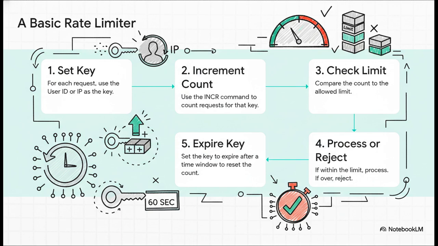Here's the recipe. For every single request that comes in, you grab the user's ID or their IP address and use that as a key. Then, you use Redis's super fast increment command on that key. This just counts up their requests. You check the count. Is it under your limit, maybe 100 requests a minute? Great, let it through. Is it over? Sorry, you're cut off. The final crucial step is to tell Redis to automatically delete that key after, say, 60 seconds. That resets the counter for the next minute. It's an incredibly effective way to protect your app.